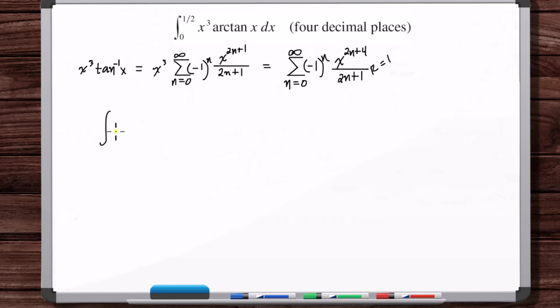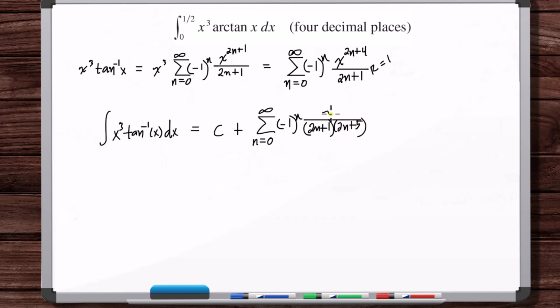Okay. So the integral of x cubed is equal to c plus, okay, x to the 2n plus 4 plus 1, that's x to the 2n plus 5 over 2n plus 5. So we've got 2n plus 5, and then x to the 2n plus 5. And the radius of convergence doesn't change. We just integrated.